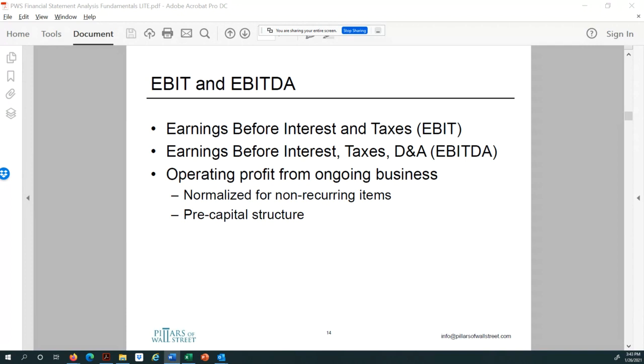Essentially, both EBIT and EBITDA are pre-capital structure since they're earnings before interest expense and interest income, meaning they're available to both equity and debt holders. So everyone is interested in EBIT and EBITDA, as opposed to net income and EPS, which only equity holders are interested in because net income, and therefore EPS, is post-interest. EBIT and EBITDA are pre-capital structure, therefore of interest to both equity and debt holders.